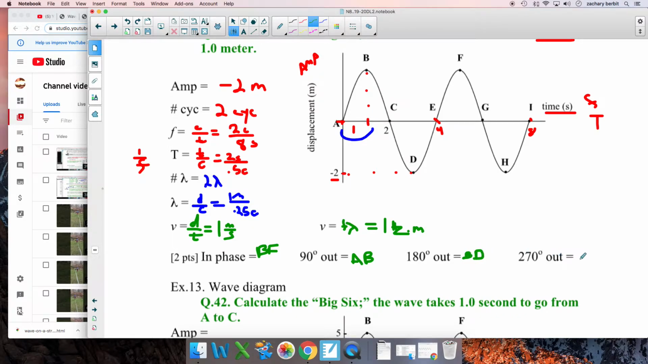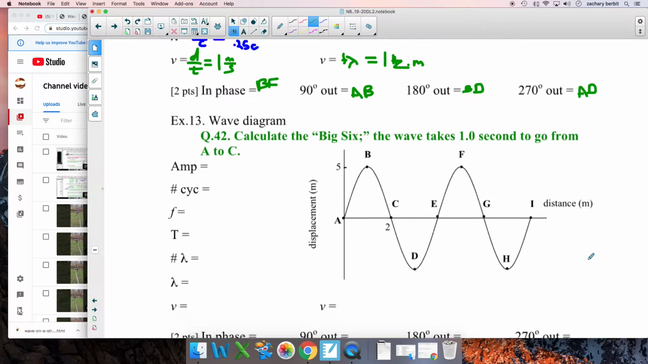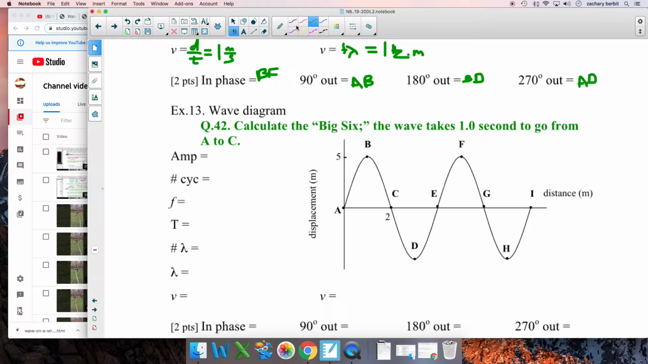And 270 out, 3/4 wave separated, like A and D. Okay, let's do one more of these down here real quick. This one instead, I gave you a distance axis, which means we can pull wavelength directly off it. And it's the same kind of game. You get your amplitude over here. We'll go even faster this time.